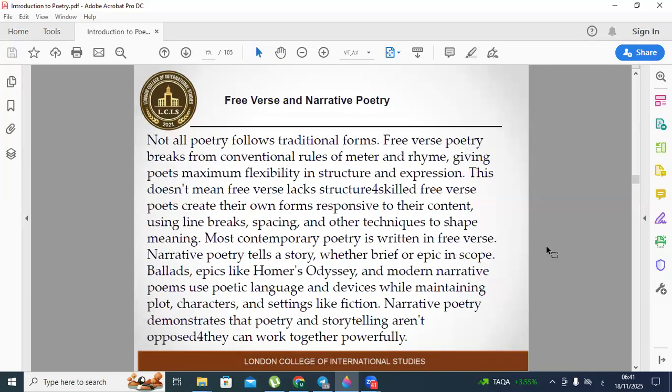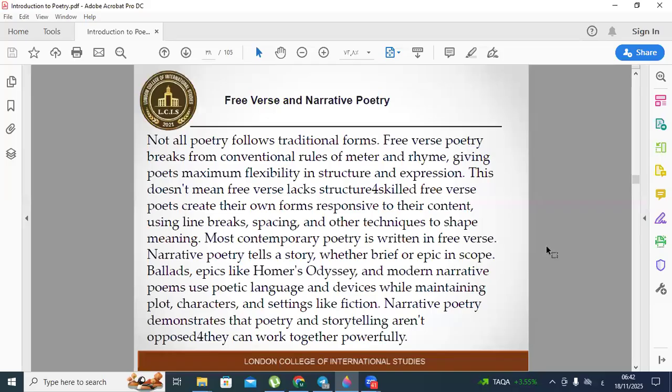Free verse and narrative poetry. Not all poetry follows traditional forms. Free verse poetry breaks from conventional rules of meter and rhyme, giving poets maximum flexibility in structure and expression. This doesn't mean free verse lacks structure. Skilled free verse poets create their own forms responsive to their content, using line breaks, spacing, white space, and other techniques to shape meaning.